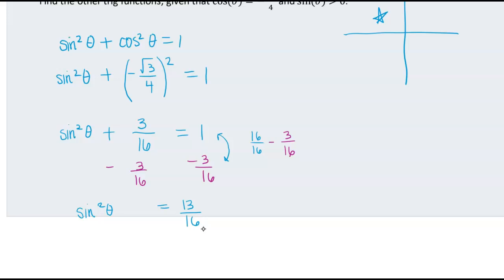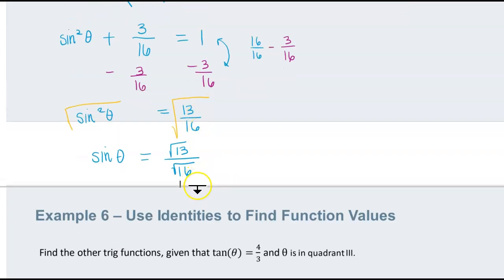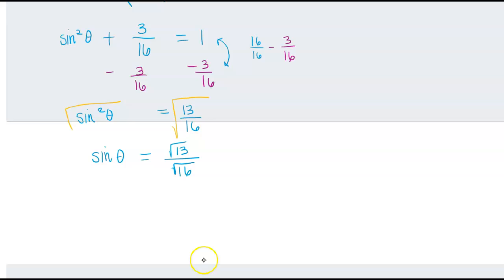But I don't want to know what the sine squared is. I want to know what the sine is. So I have to take the square root of everything. When I take the square root of something that's squared, I just get the original thing back. And when I have a square root of a fraction, I can split that up. Square root of 13 over square root of 16. I can split it up into two separate components. So the sine of this angle is the square root of 13 over 4.